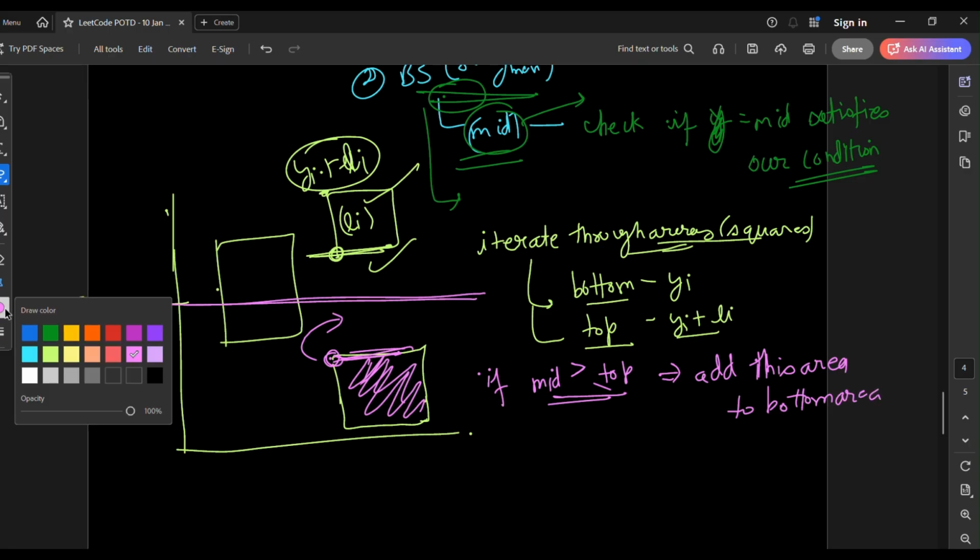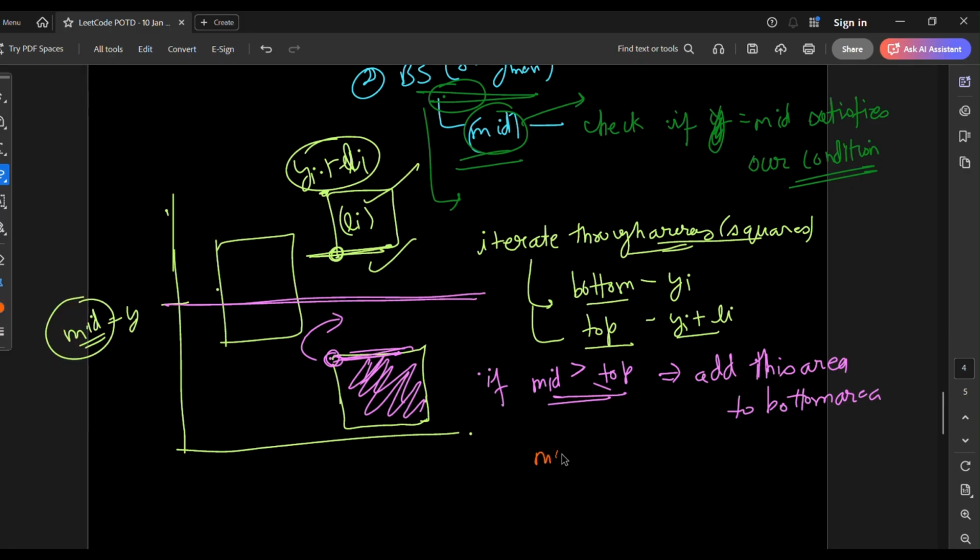The second condition is, if mid is less than bottom, what we will do? If mid is less than bottom, it means we are talking about this square, because the bottom is this and mid is below it. So I will add it to the upward area.